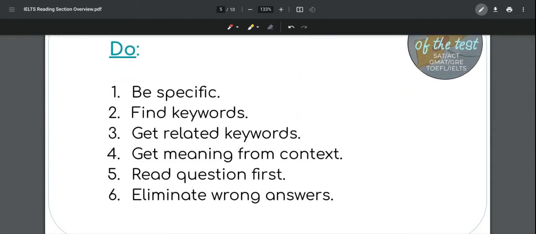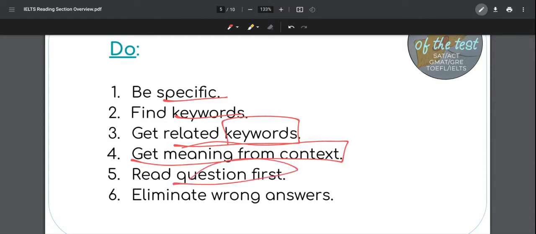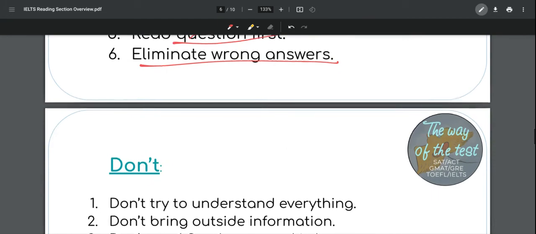Okay, things that we want to do: we want to be specific, we want to find keywords, we want to get related keywords, because remember, keywords are the important words that we're going to look for, but we may not find literally the same keyword. Maybe we find a synonym or another word that means the same, or that pretty much matches our keywords. We're going to get meaning from the context. Again, we don't have to know a lot of words, but for those from the vocabulary that we do need to know, we may get the meaning from the context. We want to read the question first, and we want to eliminate the wrong answers. Again, there's a specific video for process of elimination.